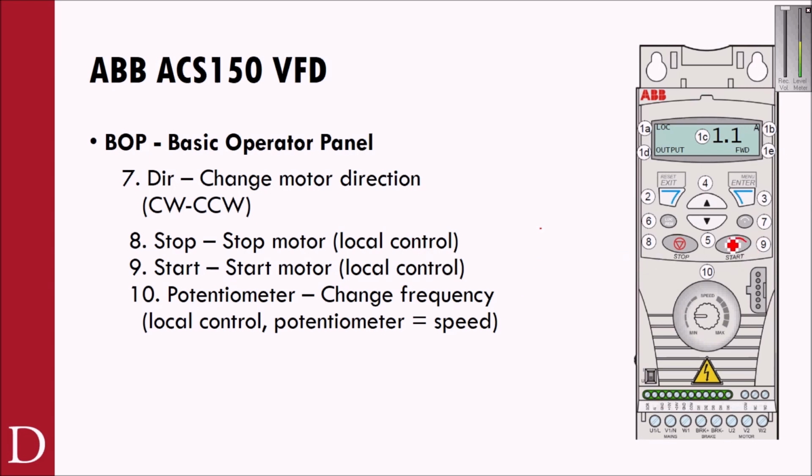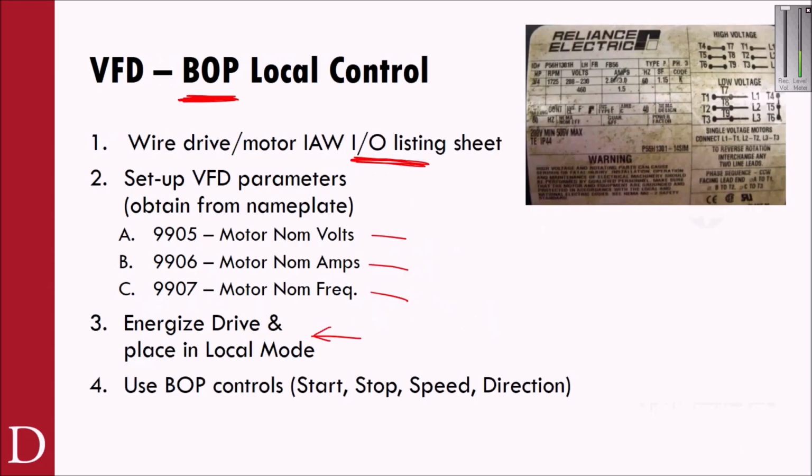So I can press start, the motor should run. I press stop, the motor will stop. If I press start again, this button will allow me to reverse the direction of the motor, and then this potentiometer will allow me to make it go faster or slower based upon the speed that I want to go.